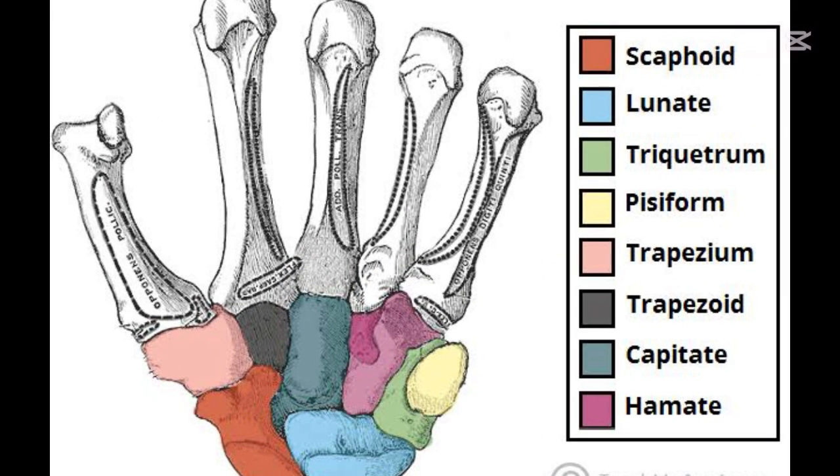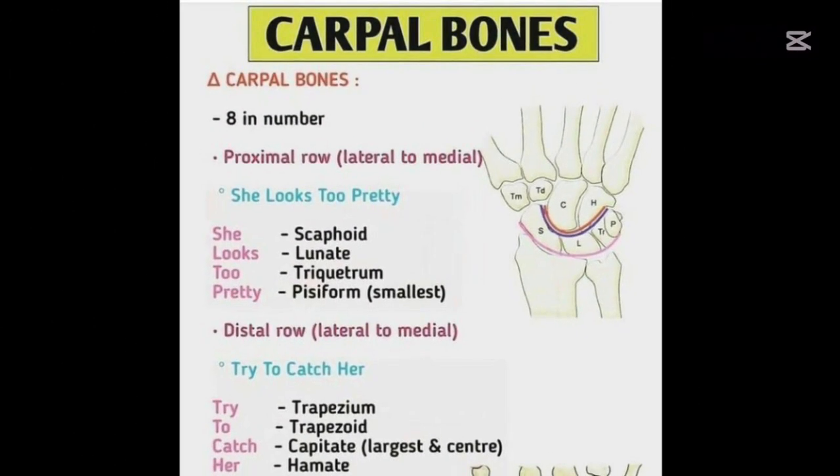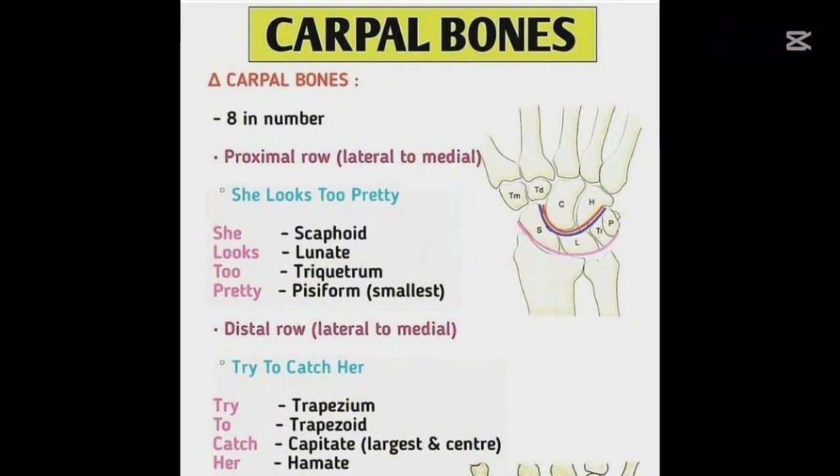Now the carpal bones are 8 in number, arranged in a proximal and distal row. In the proximal row, remember the mnemonic, "she looks too pretty." What is "she looks too pretty"? Scaphoid, lunate, triquetrum, and pisiform.